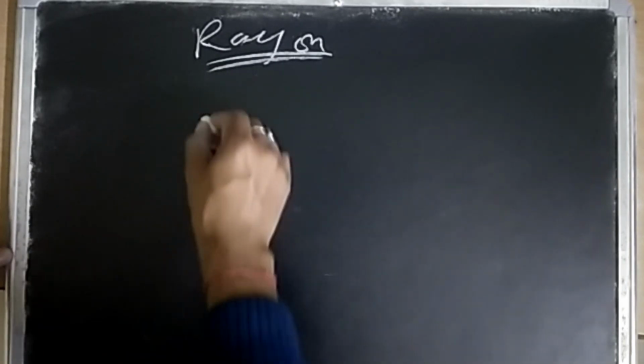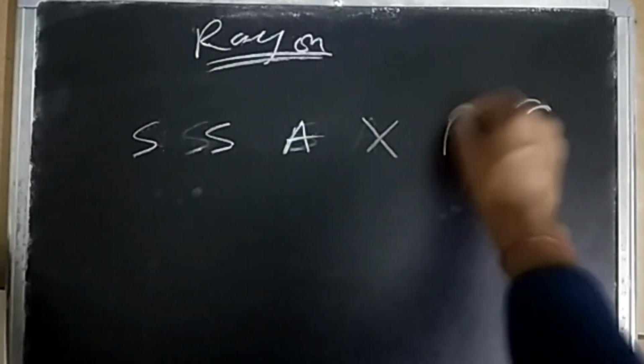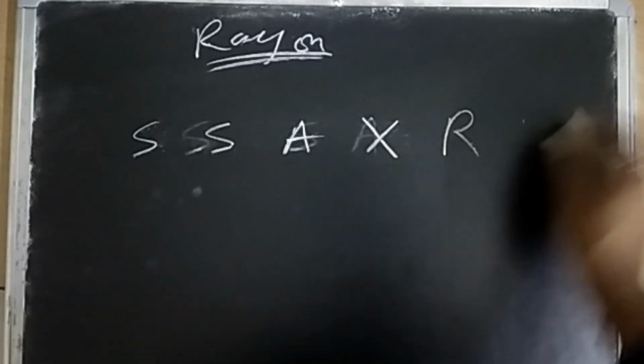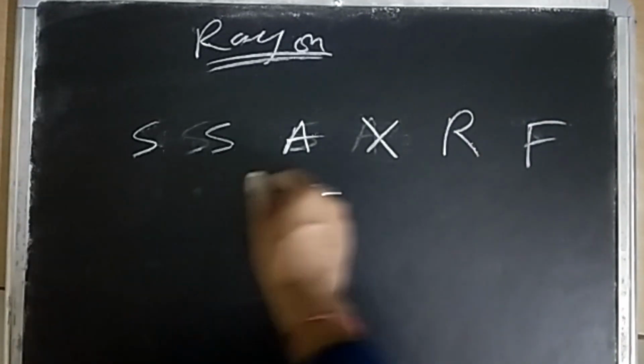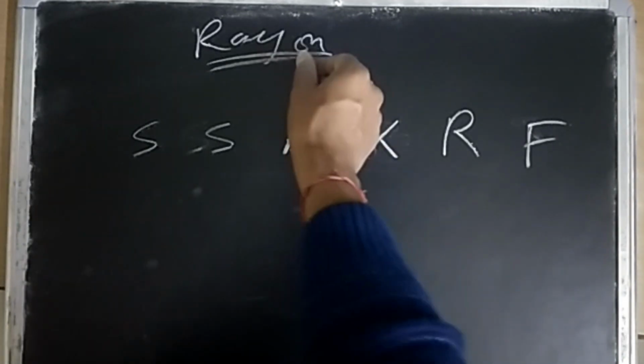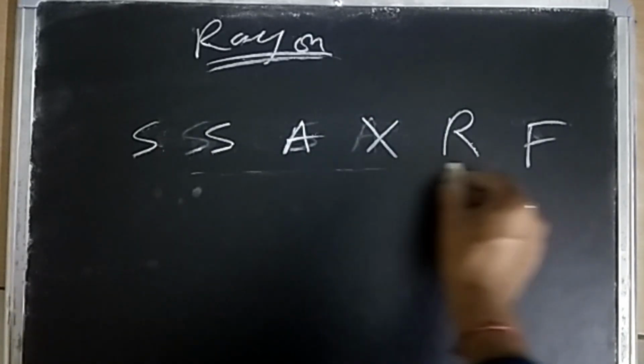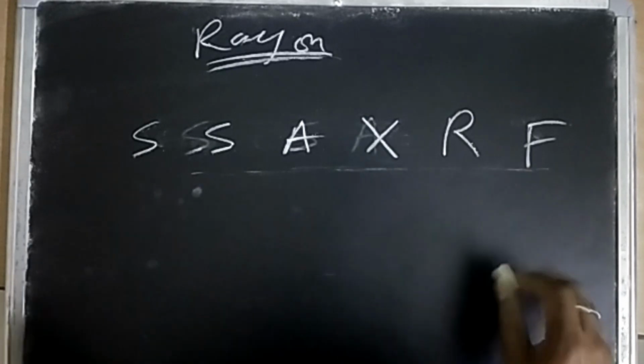Let's move on. Now let's finally see rayon. The process to make rayon is very important. It is SSAXRP, P not F, like Saxraf. If someone says rayon, you can say it's like saffron, Saxraf. This is a way to remember.